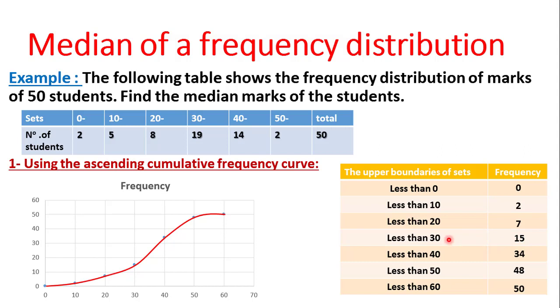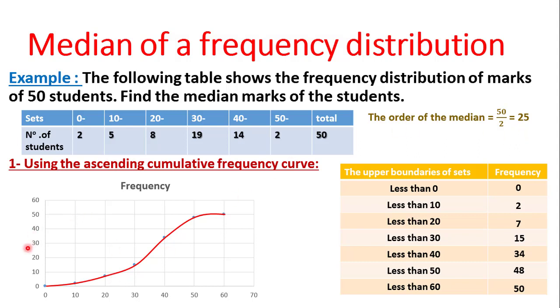Okay, now where is the median? I didn't calculate the median until now. To get the median from the ascending cumulative curve or from the descending cumulative curve, at first I'll calculate the order of the median. The order of the median will be the total number divided by 2. So 50 over 2 is 25.